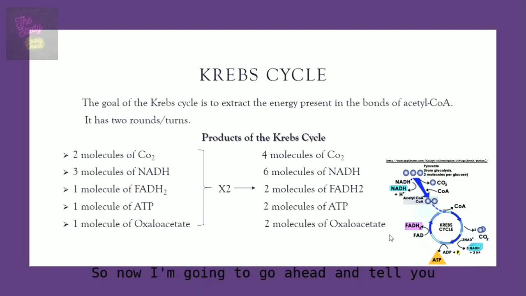So now I'm going to go ahead and tell you what the products of the Krebs cycle are. They are 2 molecules of CO2, 3 molecules of NADH, 1 molecule of FADH2, 1 molecule of ATP, and 1 molecule of oxaloacetate. And when you multiply all that by 2, you're going to get 4 molecules of CO2, 6 molecules of NADH, 2 molecules of FADH2, 2 molecules of ATP, and 2 molecules of oxaloacetate. And again, you're multiplying the products by 2 because you're going to have to repeat the Krebs cycle twice.